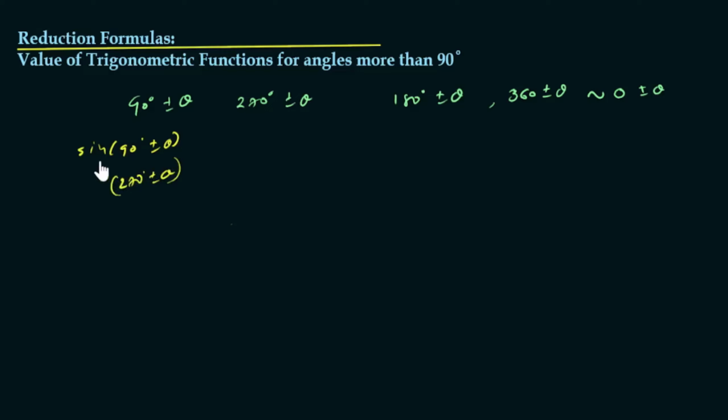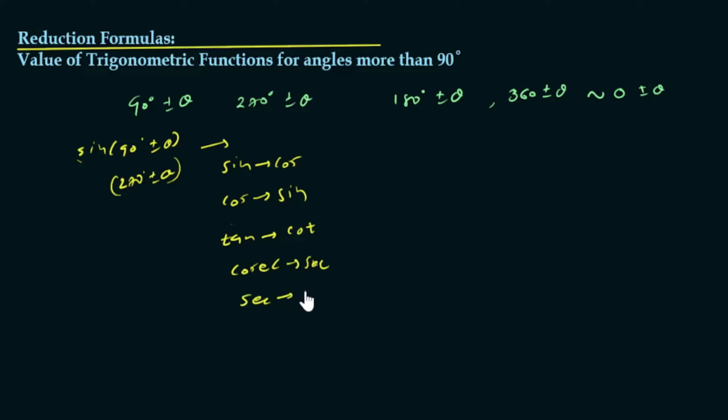In this case, we will change sine to cos. Sine will be converted into its complementary function, which is cos. Cos will be converted into sine. Tan will be converted into cot. Cosec will be converted into sec. Sec will be converted into cosec. And cot will be converted into tan, if there is 90 or 270. So this you have to remember.